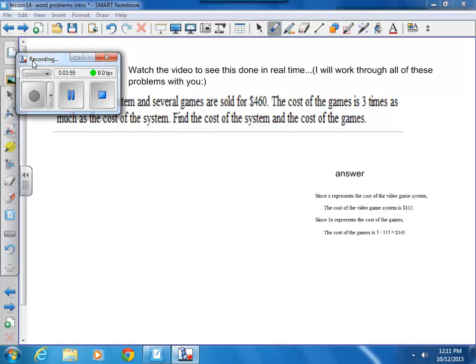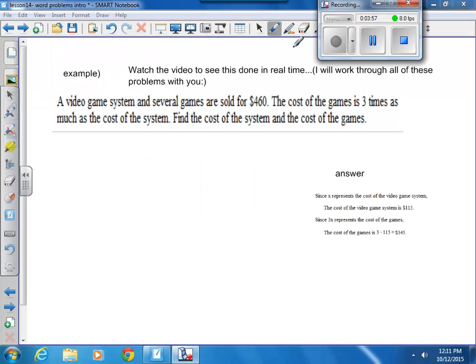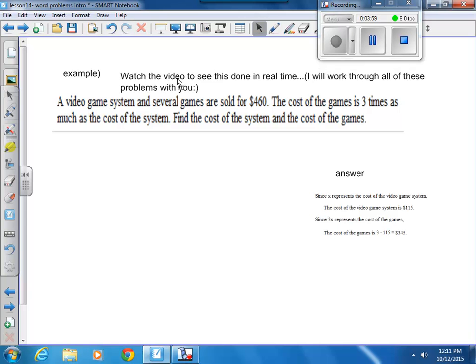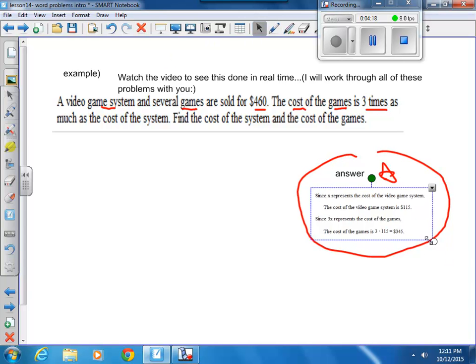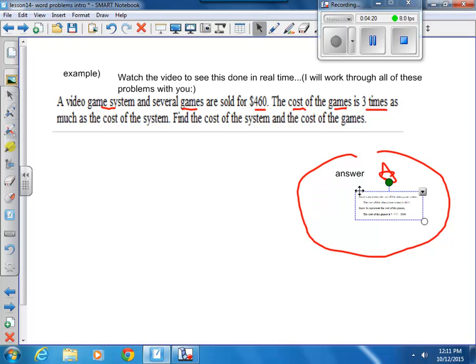In this example, let me see where I can scoot that. A video game, we're going to try and lay out who's X. A video game system and several games are sold for $460. The cost of the games is 3 times, and I have the answer snipped here, but I don't want to peek at it. I'm going to shrink it so we can see it in real time. The cost of the games is 3 times as much as the cost of the system. So let's just lay that out.